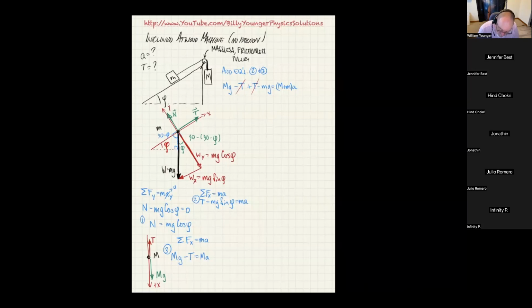Before I do that, though, I want to remind you that for the Atwood machine, what we got was a was equal to M minus m over M plus m, all that times g. And what we got for T was 2Mm over M plus m times g. So that's what we got for the Atwood machine. And that's going to be something we can use to make sense of the answer we get.